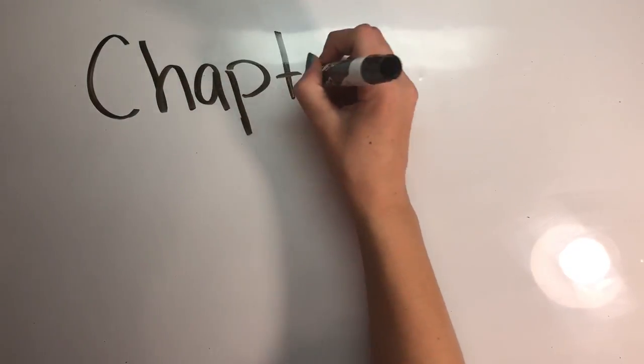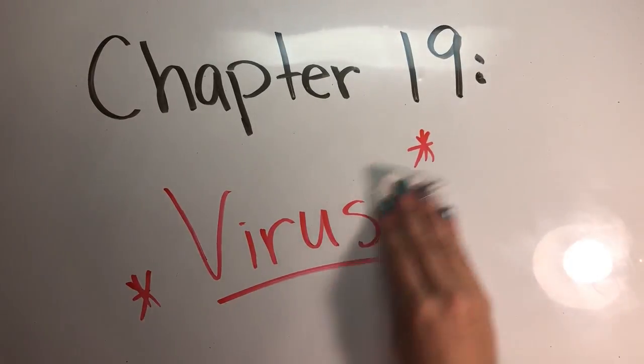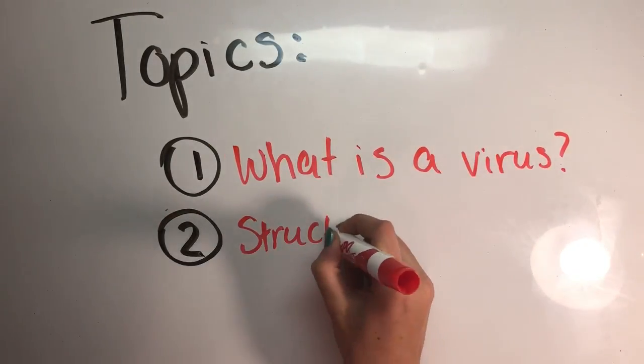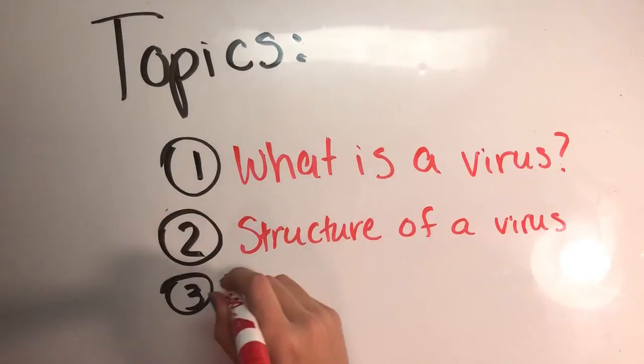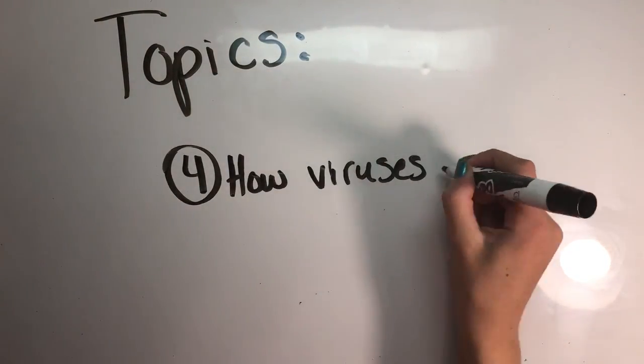Hi, I'm Mai Pomato, and today I will be reviewing the topic of viruses, Chapter 19. I will be talking about what a virus is, their structure, different types of viruses, how they replicate, their replicative cycles, and more.